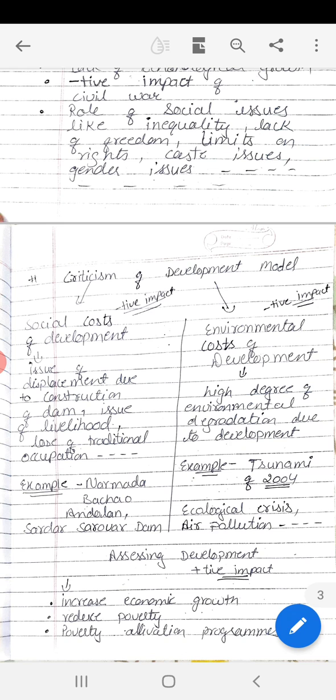The movement is led by Medha Patkar, a social activist, and the supporters of this dam claim that it will generate electricity and help the agrarian sector over a large area of land, and also provide drinking water to the deserted areas like Kutch and Saurashtra. But its negative impact is that millions of people face the problem of displacement.